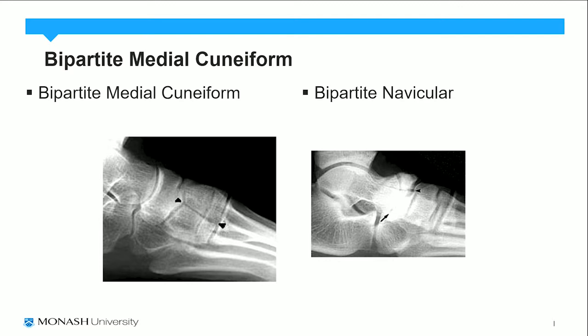Here's the lateral of the foot, demonstrating a bipartite medial cuneiform on the left, and on the right side a bipartite navicular. So you can see it can be very difficult to distinguish whether you are actually looking at a fracture or whether this is a normal variant. And therefore it's important to try and get hold of Kids' Book of Normal Variants.